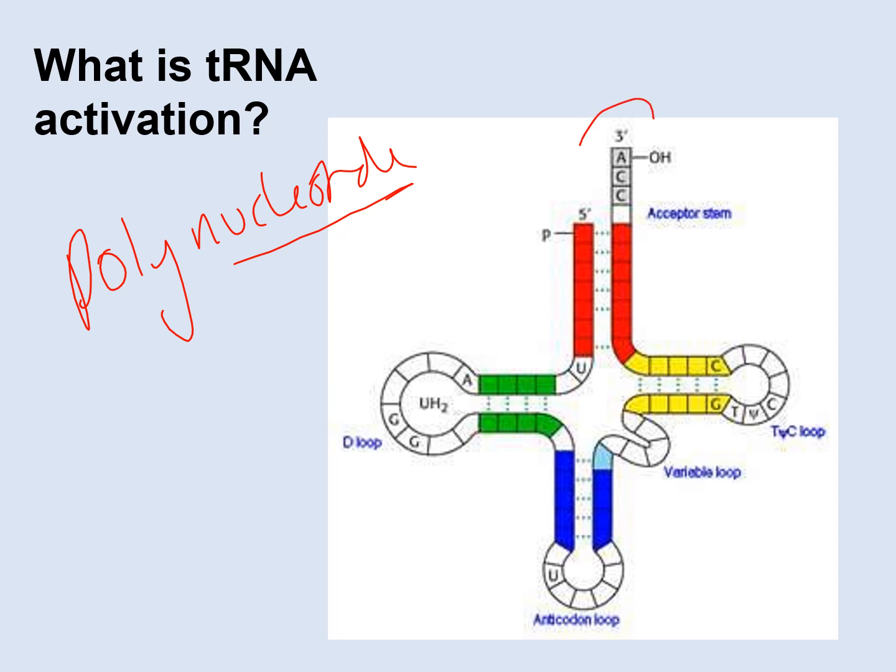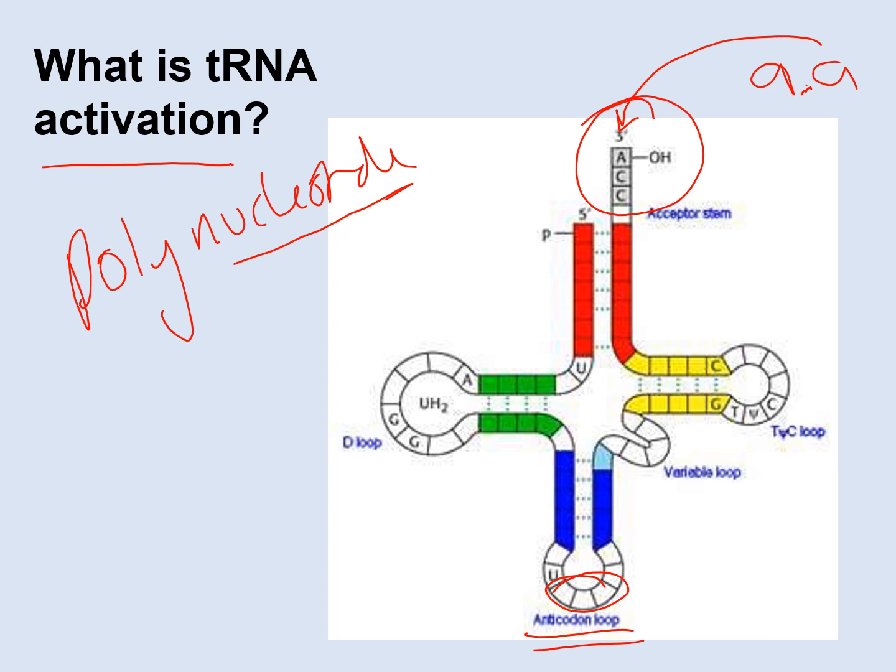And then we can see at the bottom here, we've got a little section where we're going to bind an amino acid. When we bind an amino acid onto this tRNA molecule, this is what we call tRNA activation. Now, this is actually going to require energy. Another thing to note is that you've got down here the anticodon loop. This is where you'd find the 3-base sequence that is the anticodon. That's what would form complementary pairings with the codon on the messenger RNA.